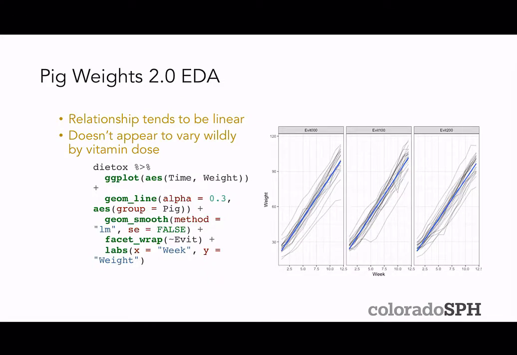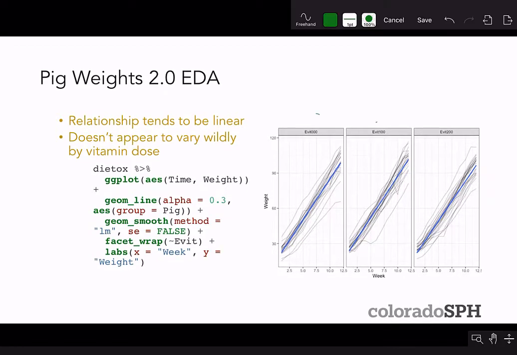Anytime I load a new data set, I would like to do EDA, and this is especially important for longitudinal data analysis and GEEs because you have to figure out how to structure your model. So what I've made here are some spaghetti plots of the pig weights over time at the different vitamin E doses. And it seems like the relationship is relatively linear. There's definitely correlation within pig over time, a strong correlation. And the relationship doesn't appear to vary all that much by dose of vitamin E. Here's that plot.